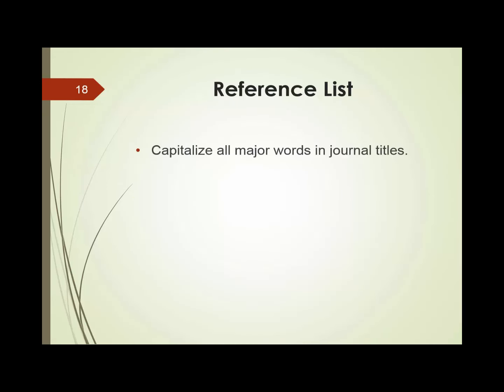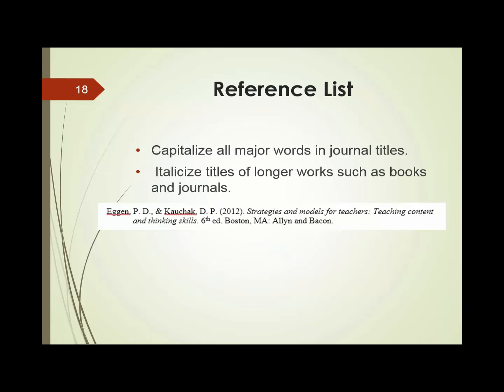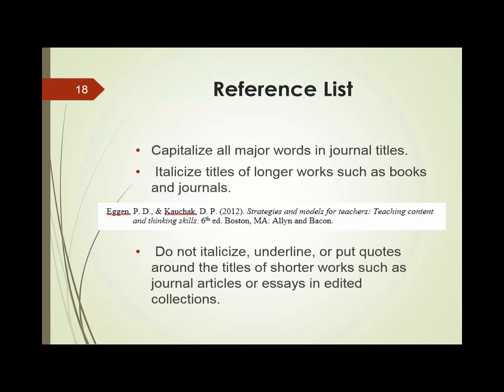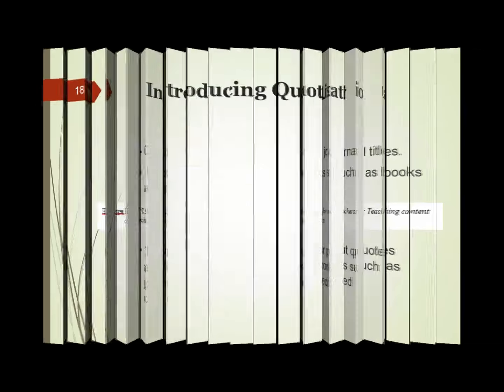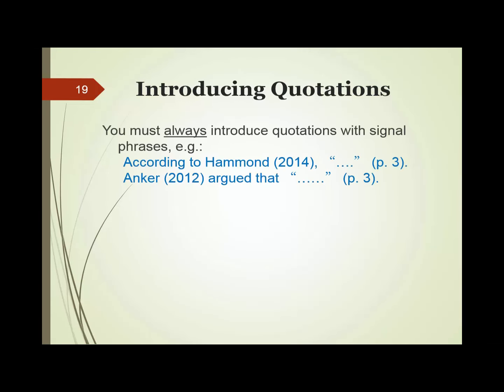Capitalize all major words in journal titles. Italicize the titles of longer works such as books and journals. For example, we've got our two authors, we've got our date. Noticing the title of the book is in italics. Strategies is capitalized, teaching is capitalized, nothing else is capitalized. Do not italicize, underline, or put quotes around the titles of short works such as journal articles or essays in edited collections. Now what about quotations?